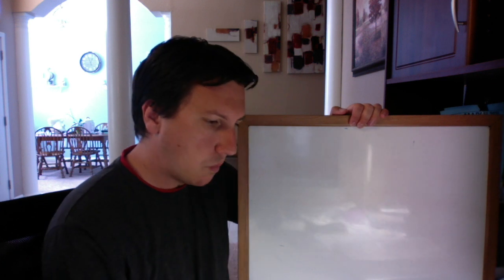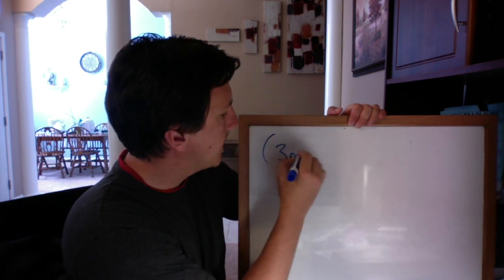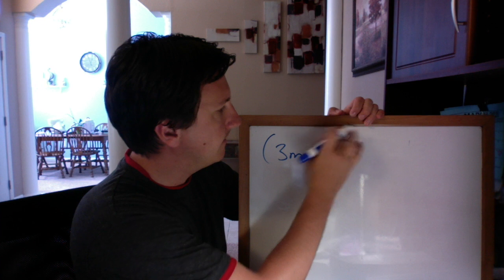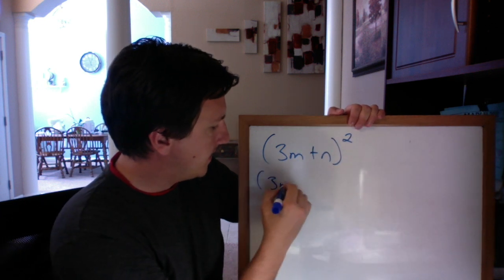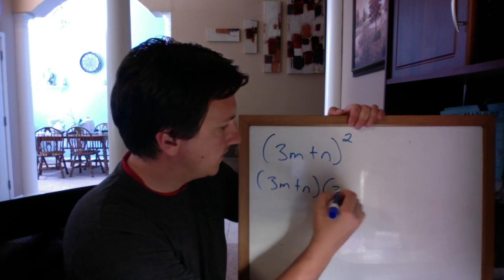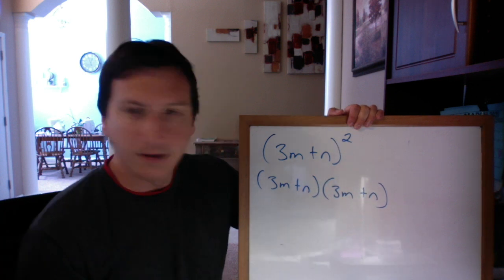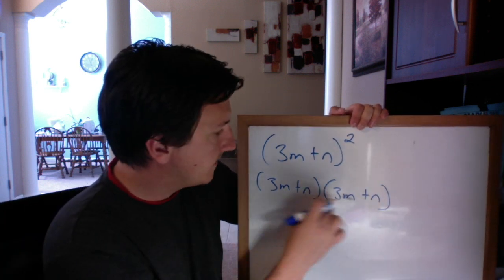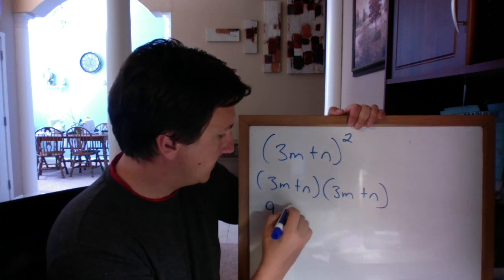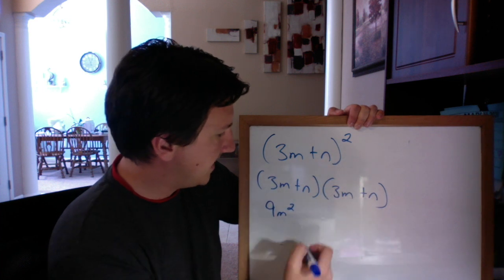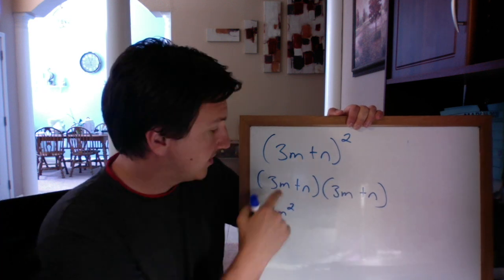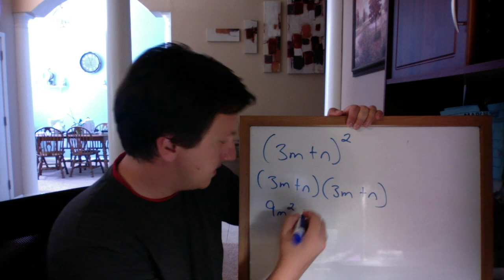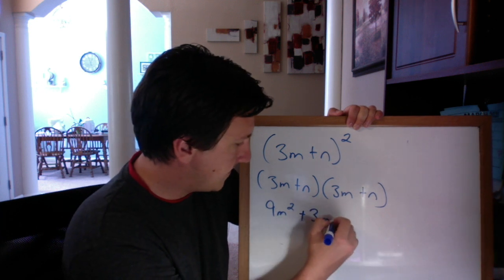And let's do (3m + n) squared. So (3m + n) times (3m + n). Same exact drill. 3m times 3m is 9m squared. 3m times n. Oh, this is interesting. What is 3m times n? It is 3mn, right?